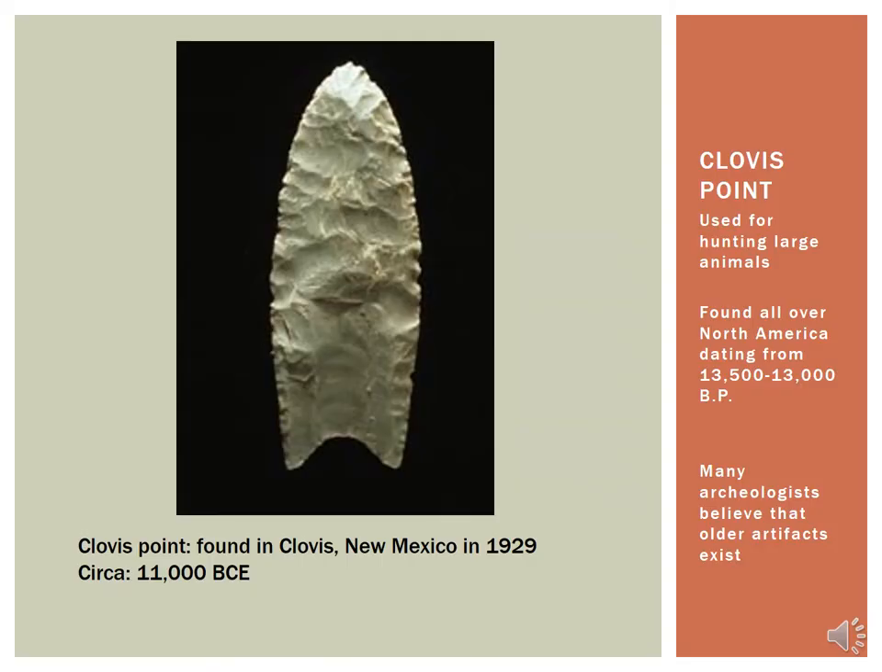So we know that these Paleo Indians existed throughout the Americas, especially in North America, and we know this because of the artifacts that were left behind. You're looking right now at the first Clovis Point that was found. It was found in New Mexico in 1929. These Clovis Points, and this particular one dates back to 1000 BCE, so that's before Common Era. So that is quite a long time ago. That is 13,000 years ago.